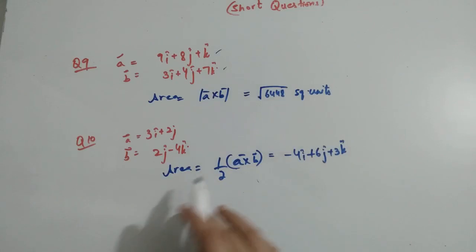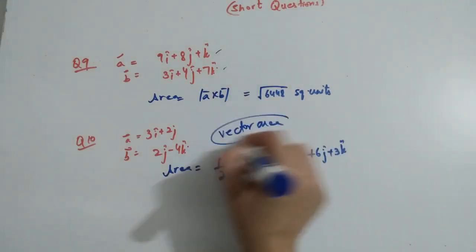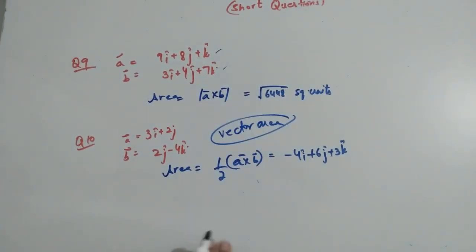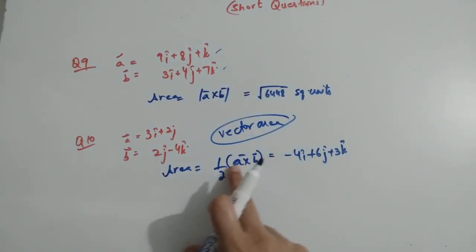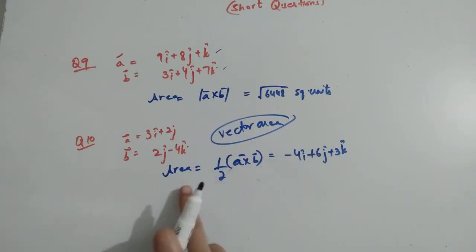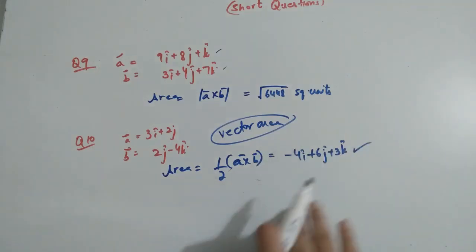And in question number 10 it is given that you have to find the vector area, not the magnitude of area. You have to find the vector area, so we will not find its magnitude. You will get the area as a vector area only.